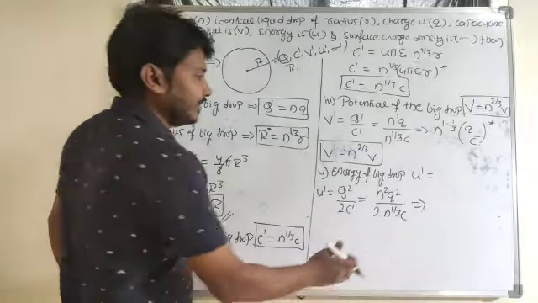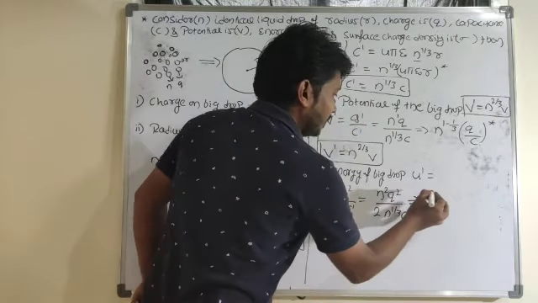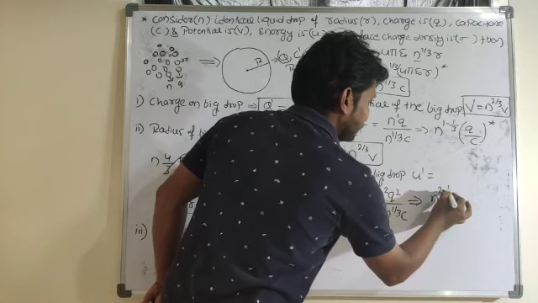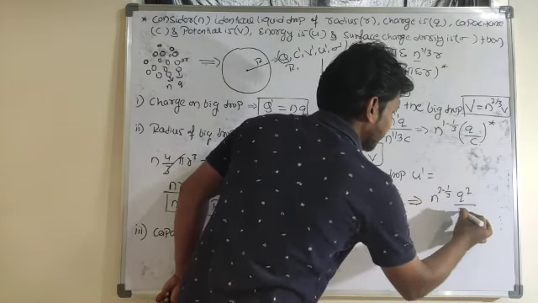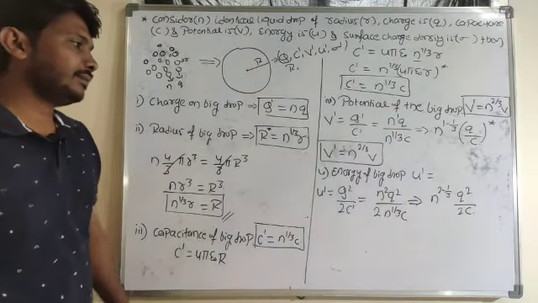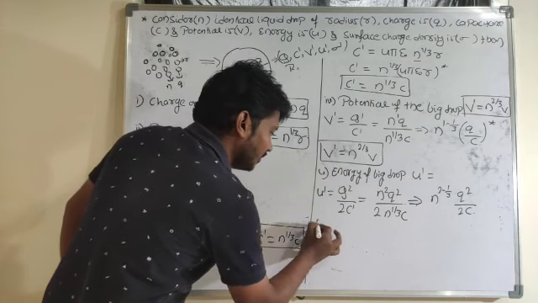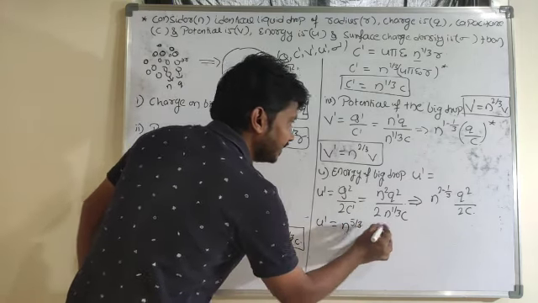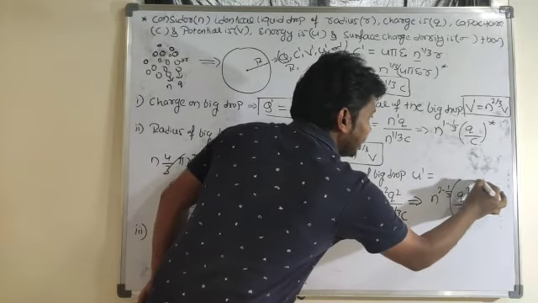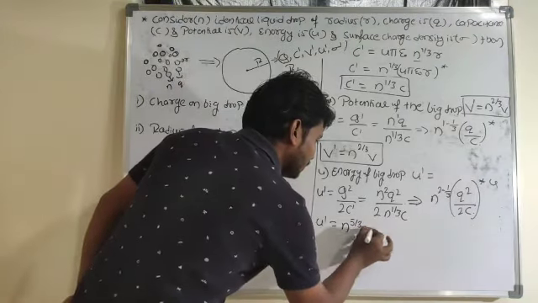Let me rearrange this equation. So n to the power of 2 minus 1 by 3 into Q square divided by 2 times C here. So 3 into 2, 6, minus 1, 5. So U dash is equal to n to the power of 5 by 3 into Q square divided by 2 times C, which means the energy of the smaller drop.